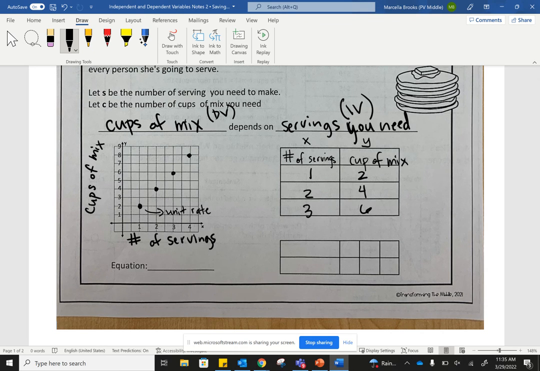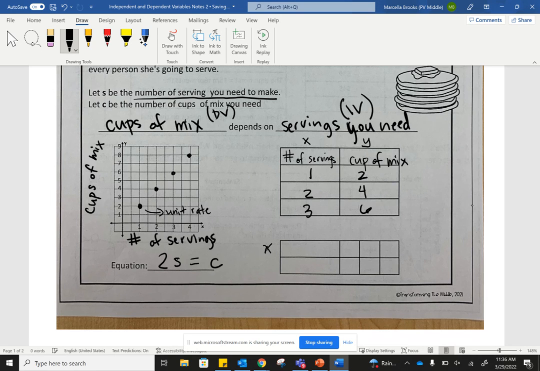So the equation from this graph, we would multiply 2 times S, because remember, S is the number of servings you need to make. So 2 times however many people are coming will give us the number of cups. So 2S equals C is our equation.